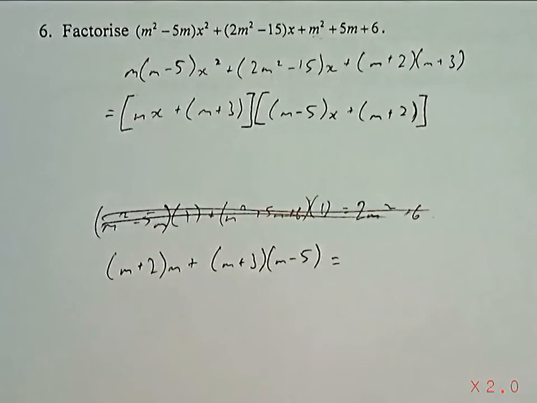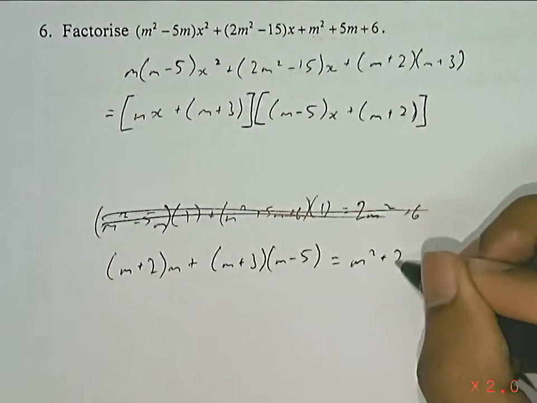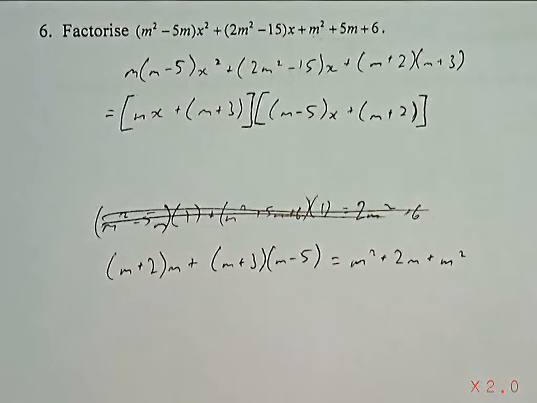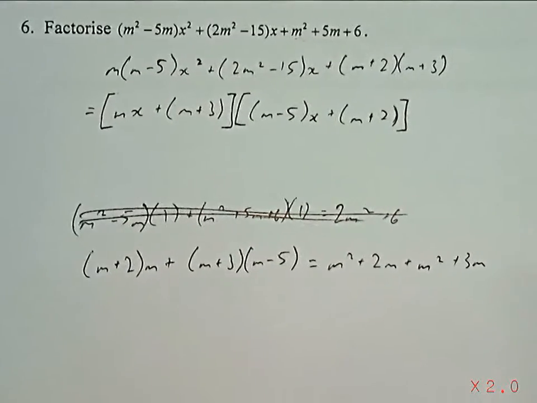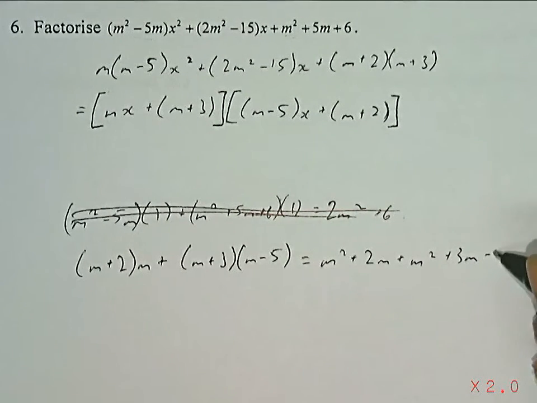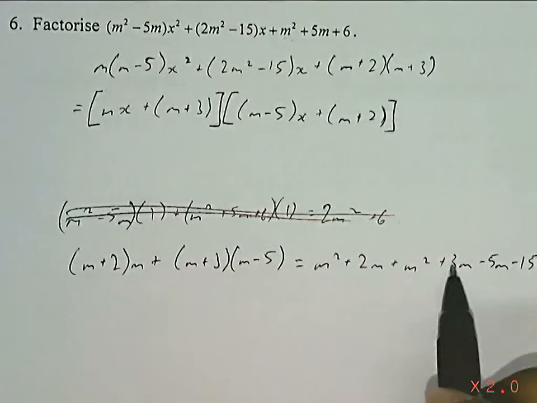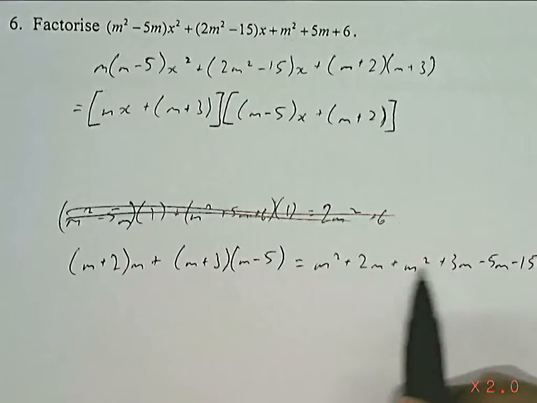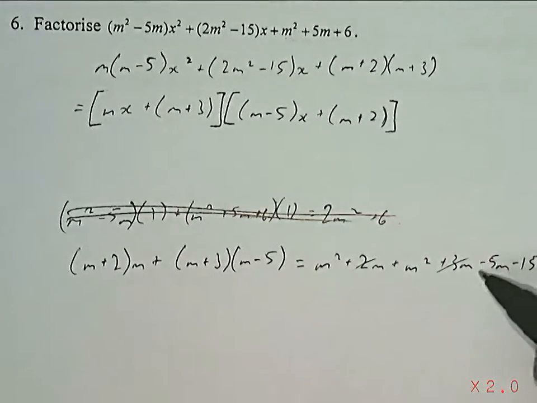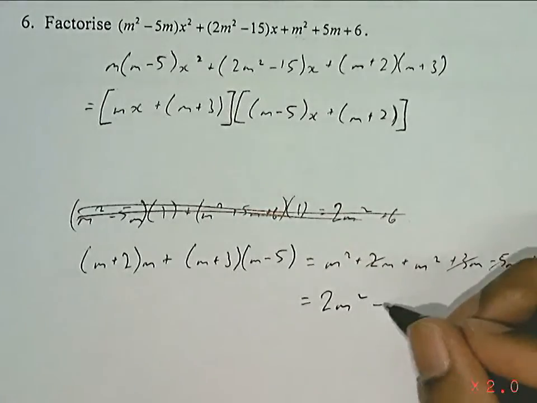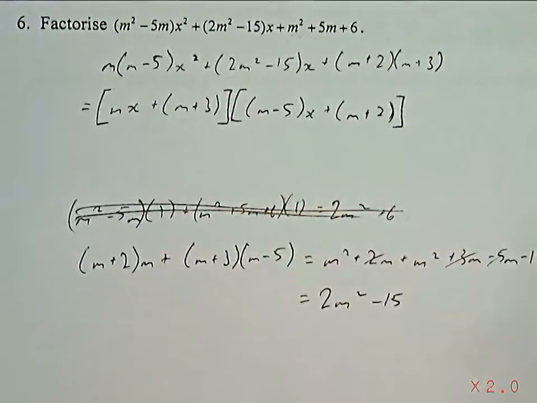Now we just expand everything out. You get m squared plus 2m plus m squared plus 3m minus 5m minus 15. You can see this becomes 2m minus 2m, and that cancels out here, and you're just left with 2m squared minus 15, which is exactly what we want. So this is the correct answer.